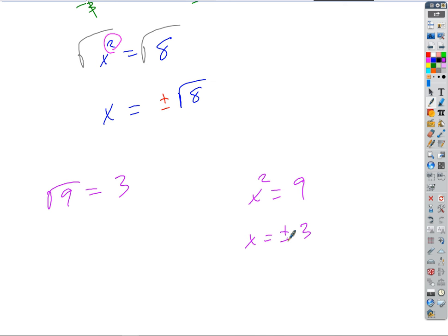I will prove this to you mathematically, why this works, a little bit later. But for now, just remember this by the fact that you could square a positive or a negative value of that variable, and they're both going to be positive. Technically, this is called the square root property.